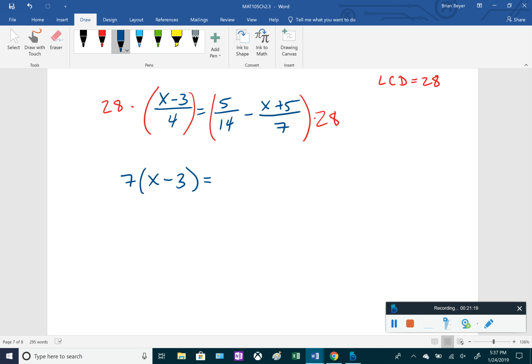On the right-hand side, 5 over 14 times 28. Remember, we have to distribute this 28. 28 divided by 14 is 2, so that's going to be 5 times 2. And then 28 for the second term, 28 divided by 7 is going to be 4. And just don't forget parentheses around the x plus 5. So this 7 came from the 28 divided by 4, this 2 came from the 28 divided by 14, and this 4 came from the 28 divided by 7.